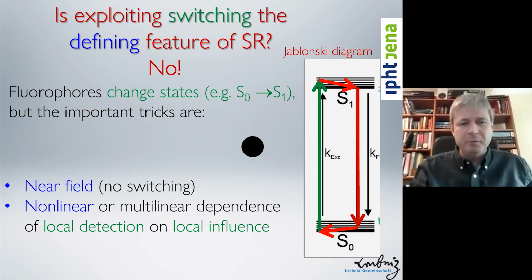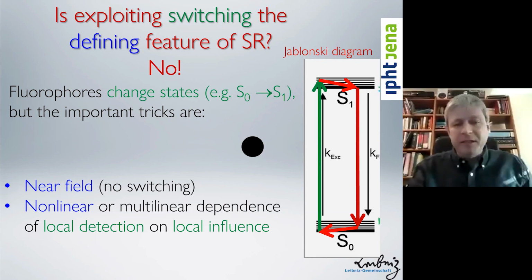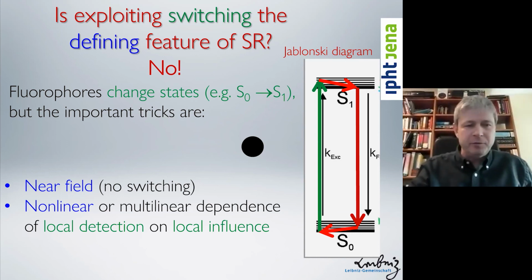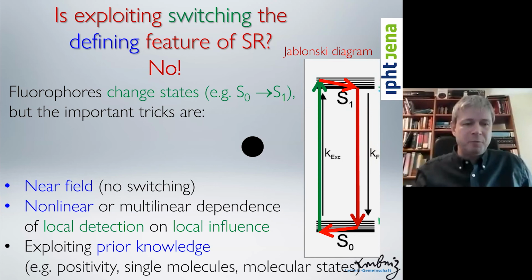If you want to put it in the most general way, you would say you need a nonlinear dependence between the local detection and the local influence. That doesn't even need to be light. It could even be a near field scanning tip or whatever you want, right? It could be a temperature gradient if you want, or something like this that influences it, that gives you super resolution. And the last thing is exploiting prior knowledge.